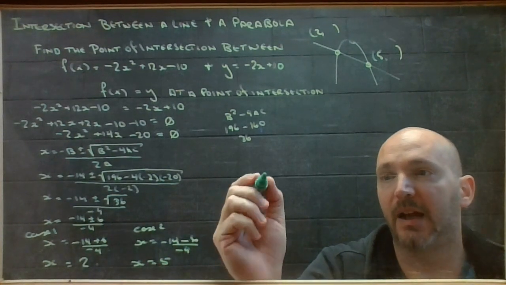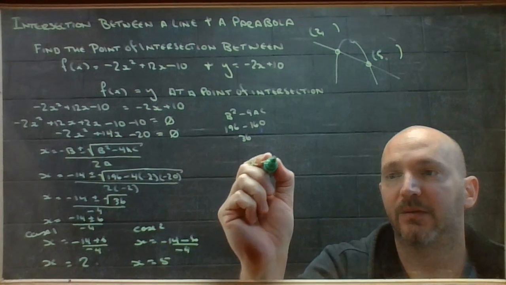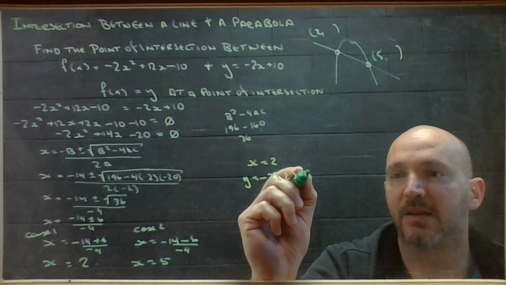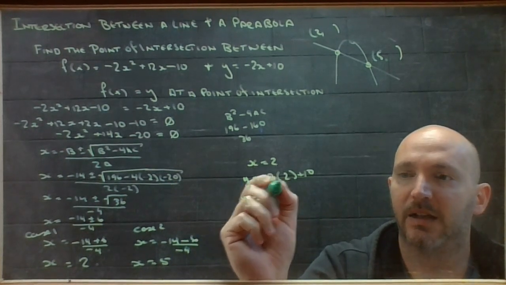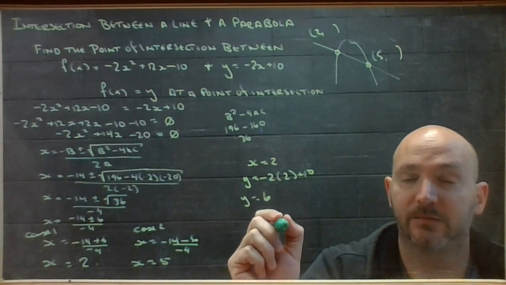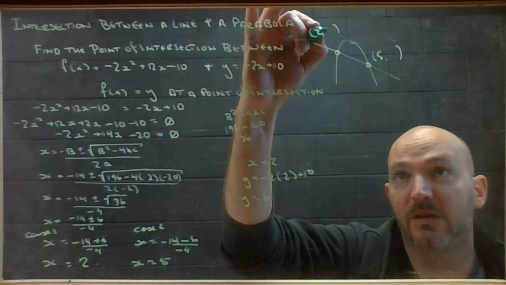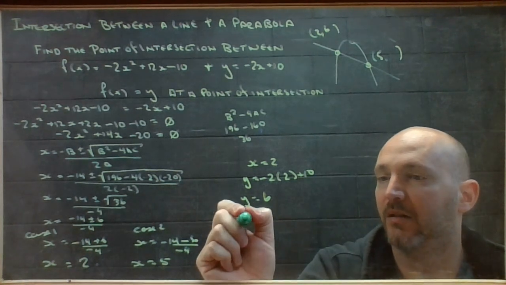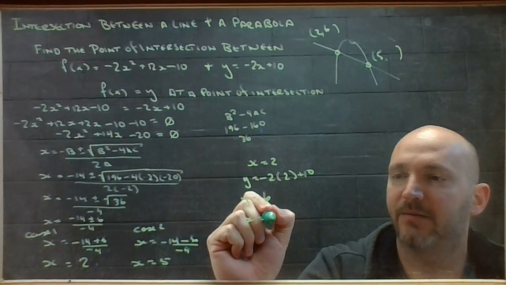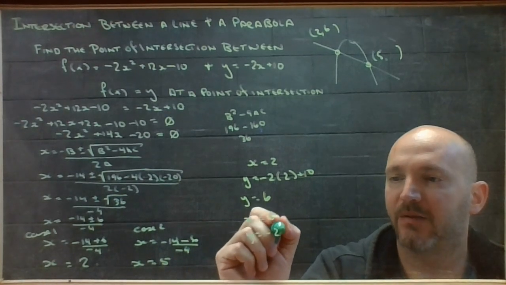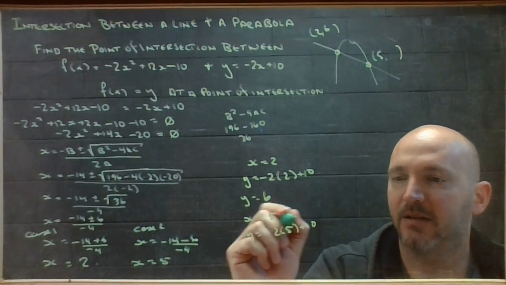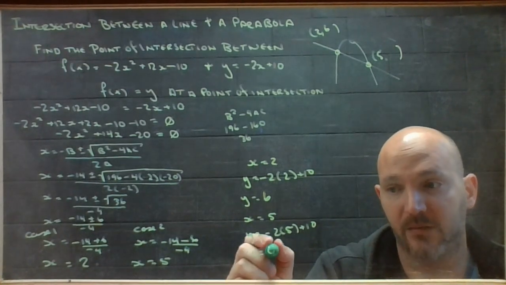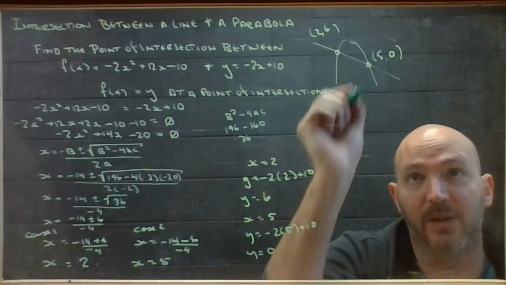So when x is 2, y would be negative 2 multiplied by 2 plus 10. Negative 4 plus 10 is 6. So (2, 6) should be my intersection point. When x is 5, y would be negative 2 times 5 plus 10. Negative 2 times 5 is negative 10, plus 10 would be 0. So my other intersection point is at (5, 0).